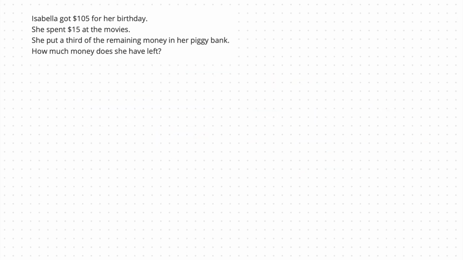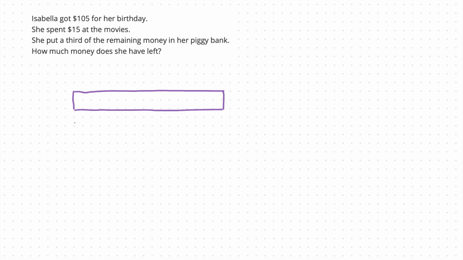Isabella got $105 for her birthday. She spent $15 at the movies. She put 1/3 of the remaining money in her piggy bank. And how much money does she have left? So we can do one whole entire rectangle to represent all of the money that Isabella has. So there's my whole entire model.